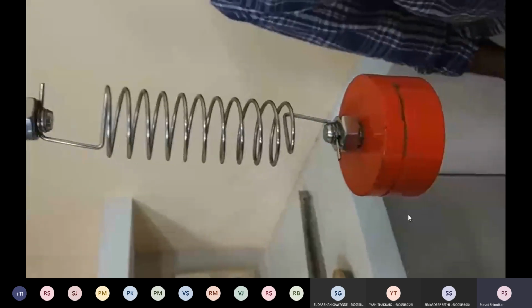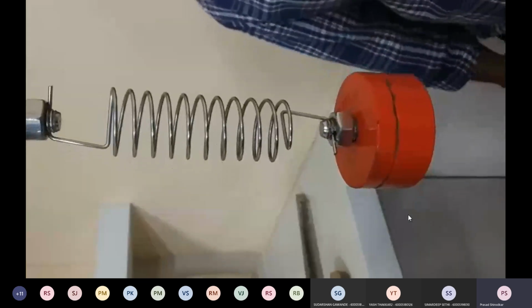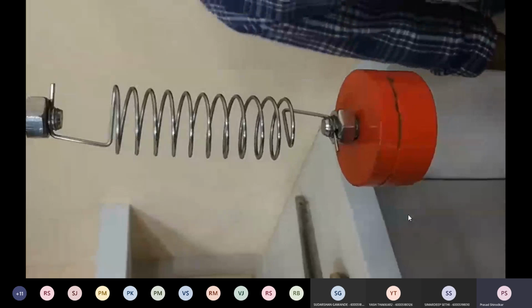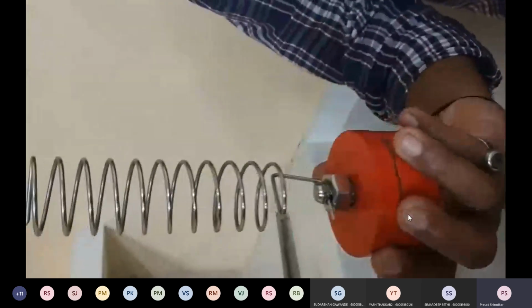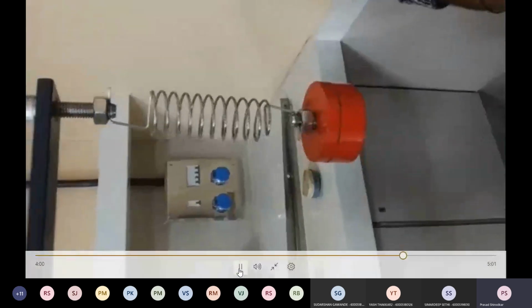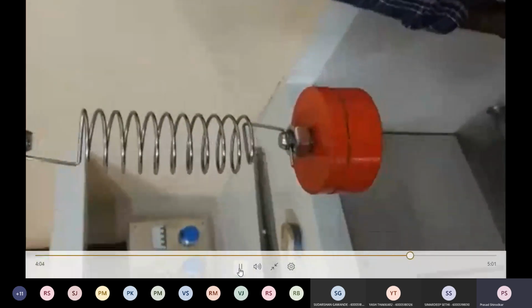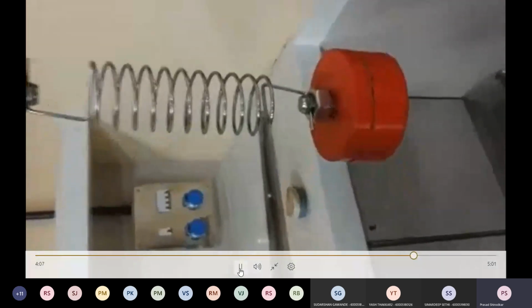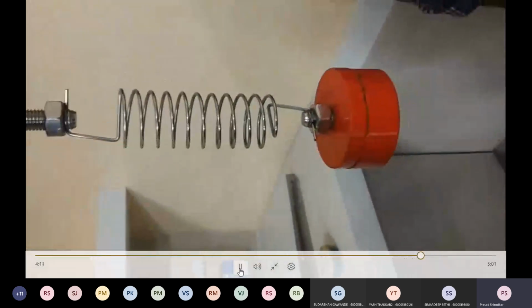Now again we are going to give some displacement to the mass and again measure the time for any 10 consecutive oscillations. So go ahead and give displacement. Okay, stop. All right. So we have recorded more than 10 oscillations, but you can record any n number of oscillations and divide that time by the number of oscillations you have measured. So this is the second reading.